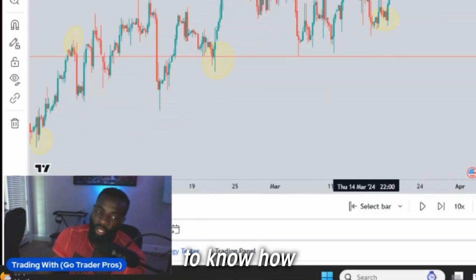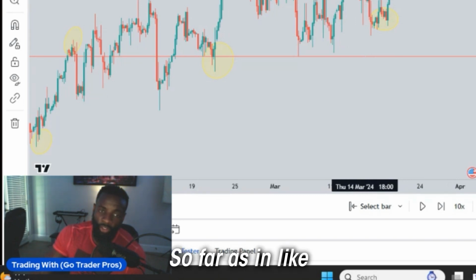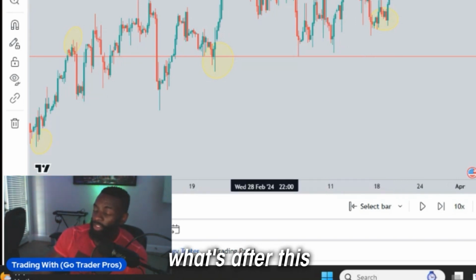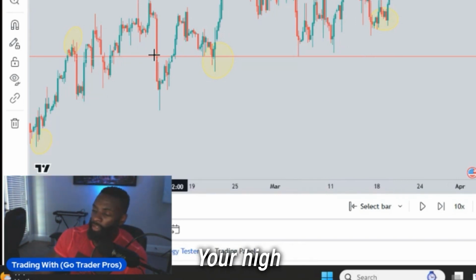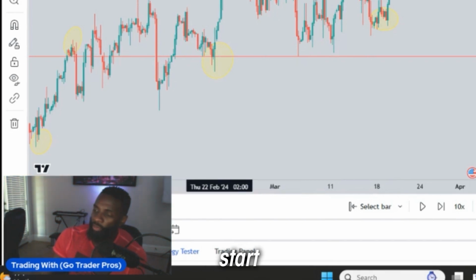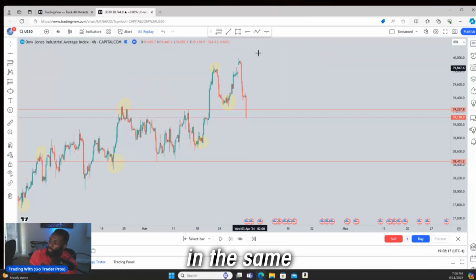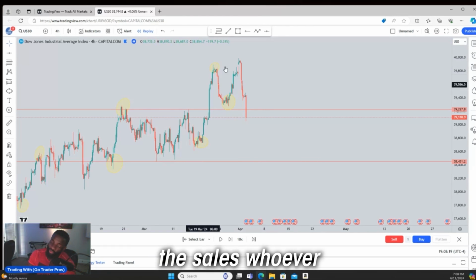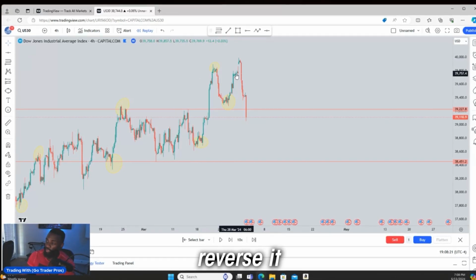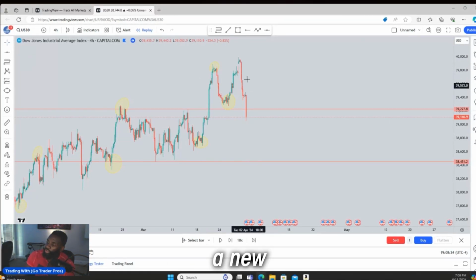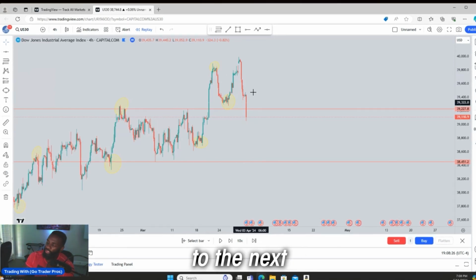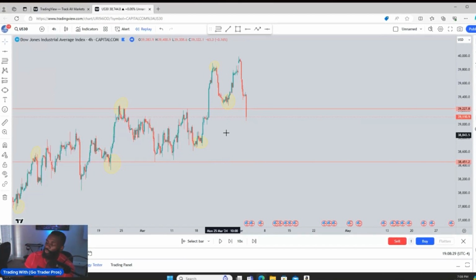If you want to know how to get a reversal in there, so far as in what's after that. So first we did a higher high, higher low, the market's buying up, then we start consolidating. Most times when it starts consolidating, yes, it might push and continue to go in the same direction, but then sometimes the sellers, or whoever, or the buyers might come in to reverse it, and they push their new higher high to the next higher low. So this is what I'll be counting on.